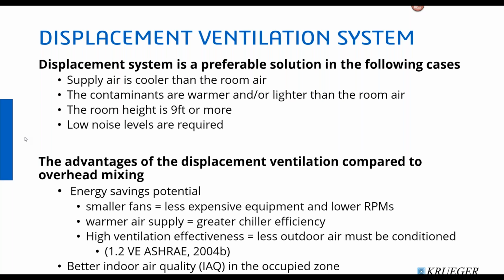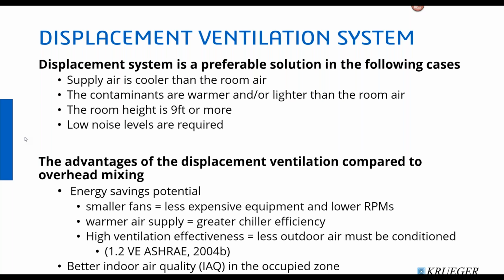And some of the really important ones to focus on are the energy savings potential. So the key word there is potential, because it always comes down to the job, the specific equipment that they're utilizing. But theoretically, displacement, since you're pushing the air at a lower velocity, you could use smaller fans. Smaller fans means less equipment, less expensive equipment, and lower RPM, so that equipment should have a longer lifespan. Also, our target discharge temp for displacement is about 61 to 70 degrees Fahrenheit, which is warmer than traditional overhead. So warmer air supply equals a greater chiller efficiency. Your chiller doesn't have to work quite as hard.